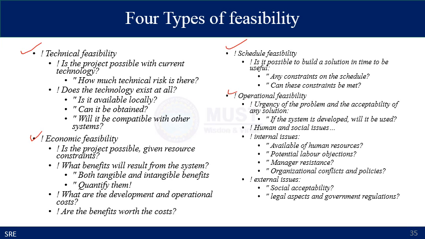And finally, operational feasibility refers to the urgency of the problems and the acceptability of any system, that is, if the system is developed, will it be used. You have to cater to the human and social issues, internal issues such as availability of human resources, whether there is any technical staff, potential labor objections, management issues, manager resistance, organizational conflicts and policies, and external issues such as social acceptability and legal aspects of the government regulations.